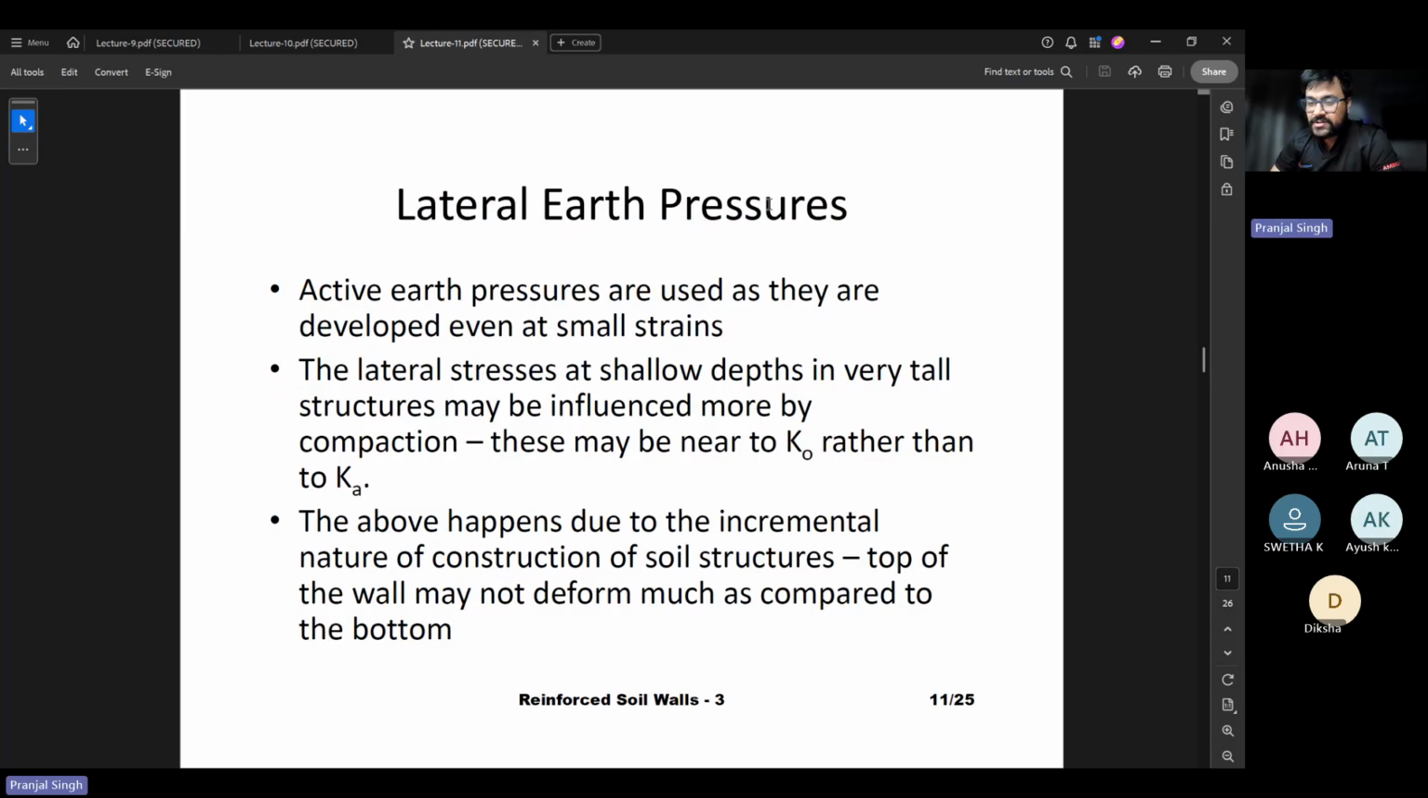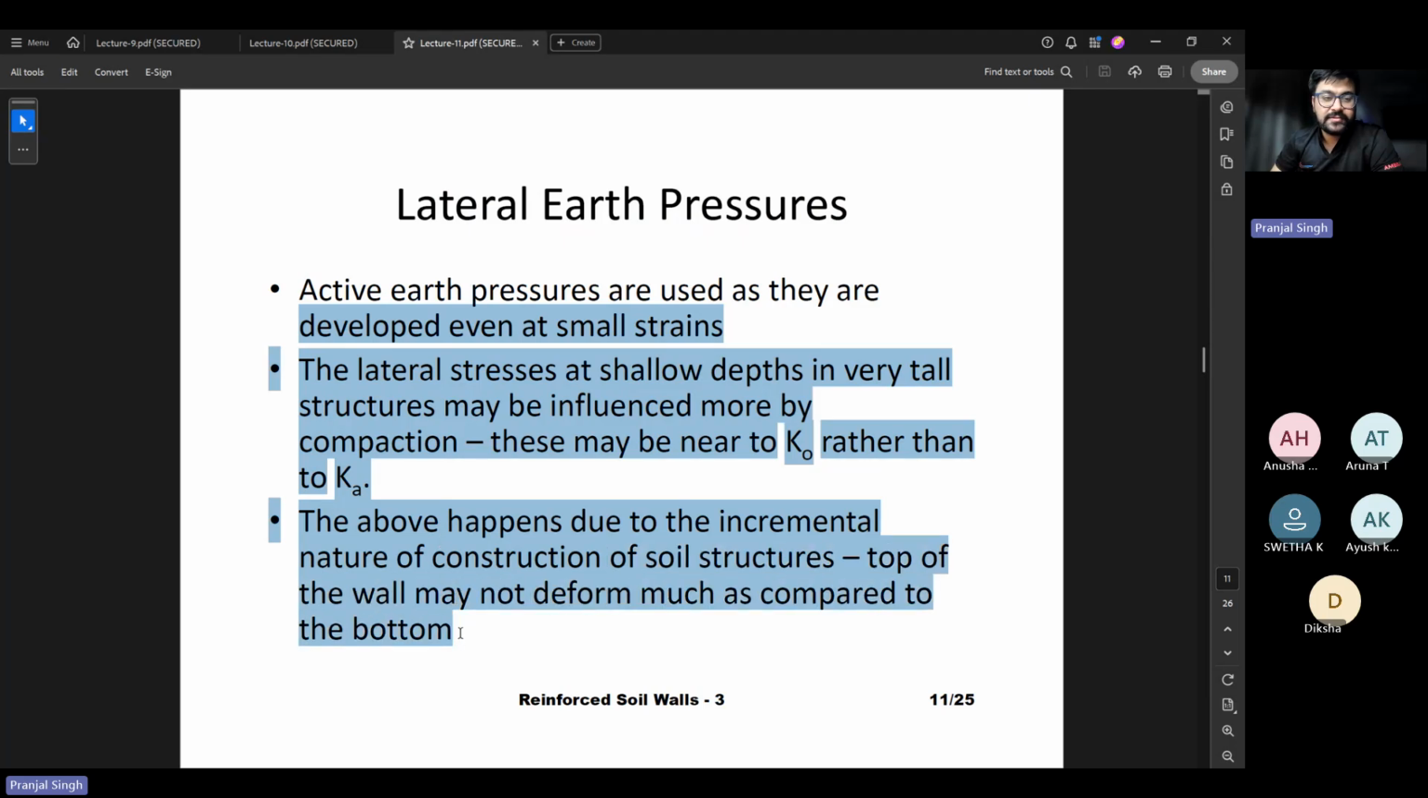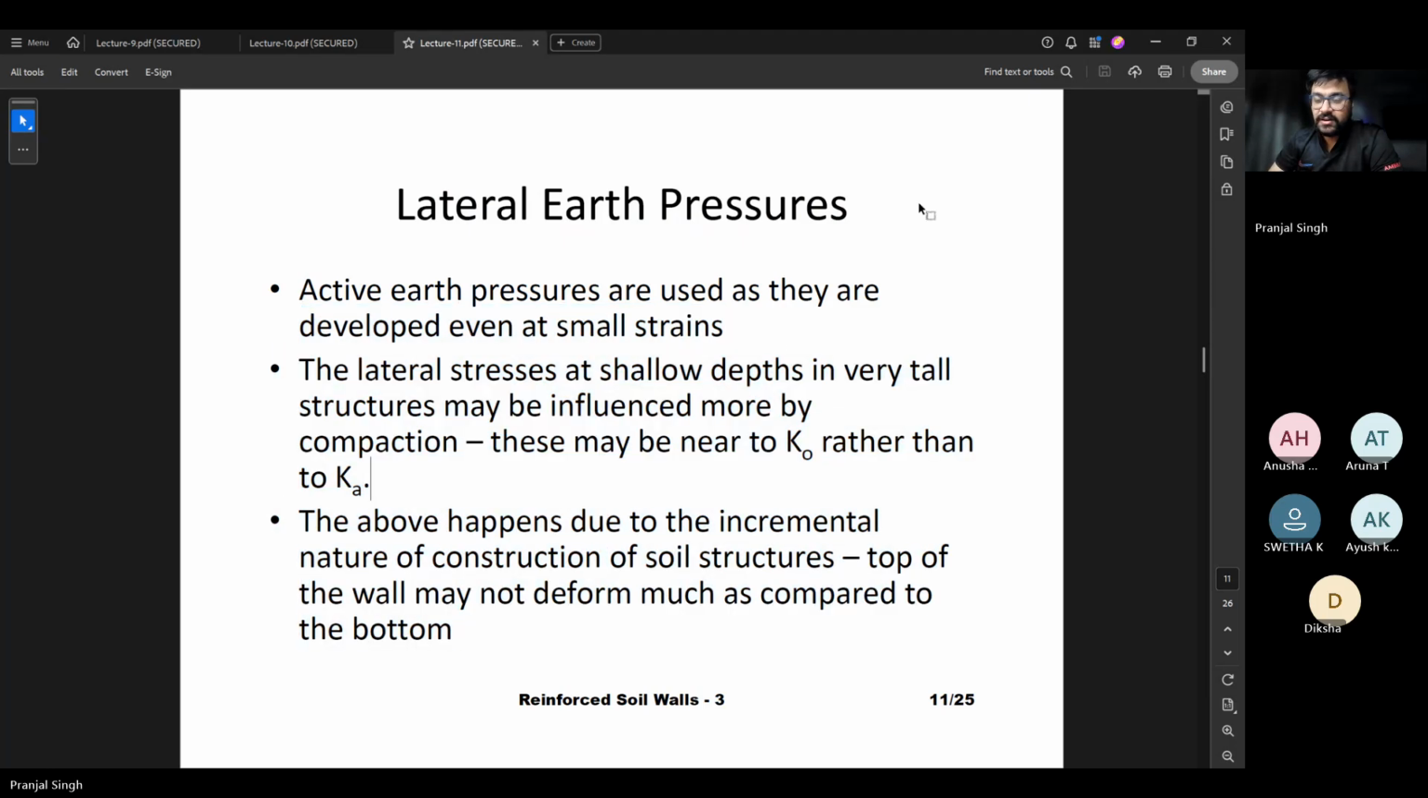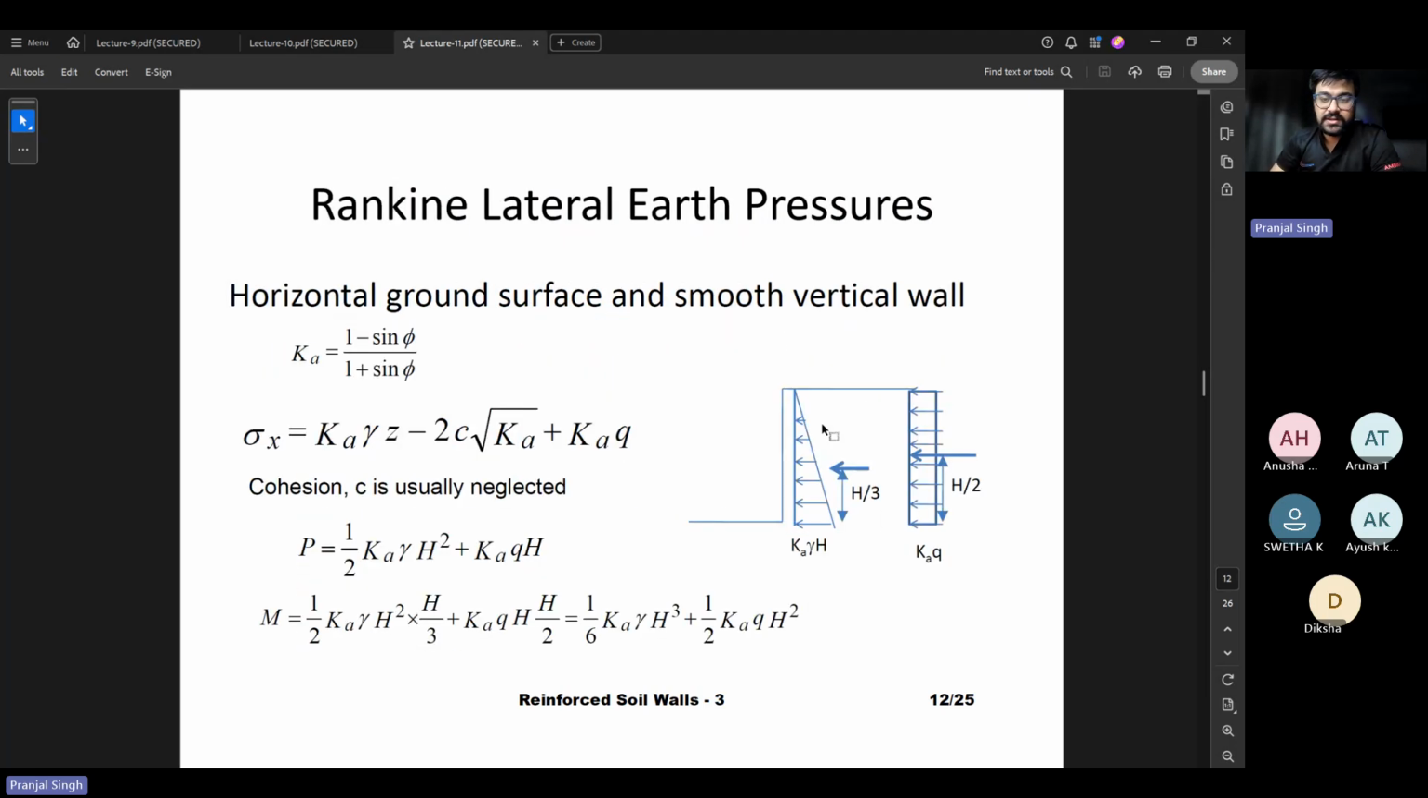Then you have lateral earth pressure theory, which I believe most of you have already studied in your undergraduate. And if not, I'm sure that after the lectures you would have understood. This is the Rankine lateral earth pressure theory. We have calculated the total horizontal force and the moment generated by this force. Simple, taking the area and centroid of the area, you'll get the distance and the total load.